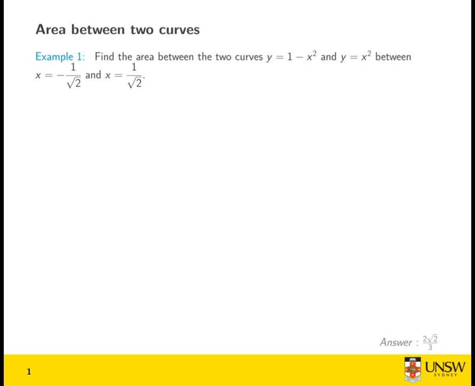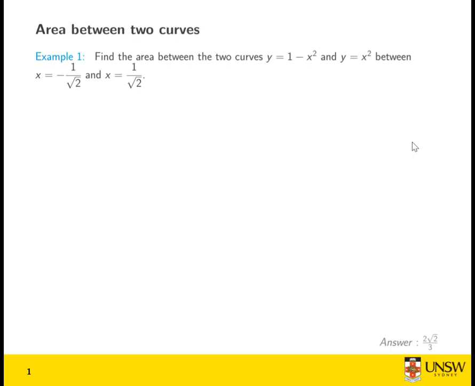In this video, we'll explain how to find the area between two curves using integrals. Let's look at this example. We want to find the area between the curve y is equal to 1 minus x squared and y is equal to x squared, between the vertical lines x is equal to minus 1 over square root of 2 and x is equal to 1 over square root of 2.